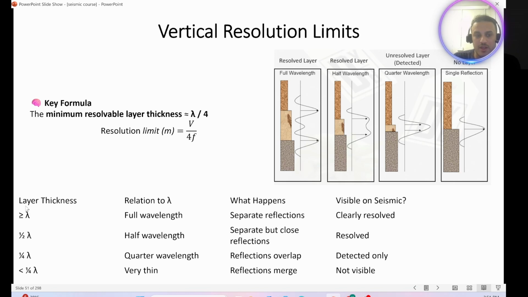So layer thickness depends on the lambda. If the thickness is bigger than lambda, full wavelength, half wavelength, this is half of the lambda, quarter 1 to 4 lambda. But if it's less than 1 to 4 lambda, we cannot detect the thin layer. You will have overlapped reflections for both the upper and lower layers.